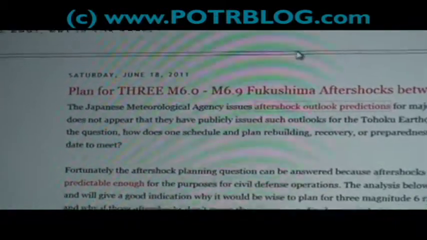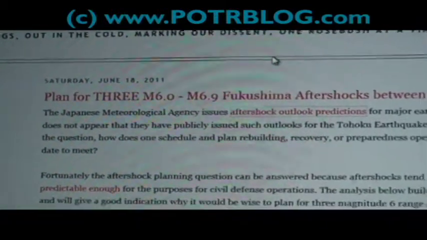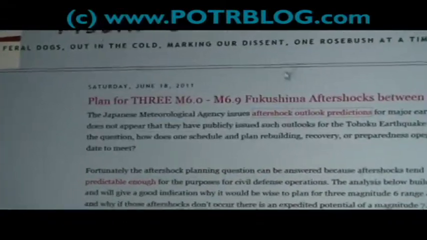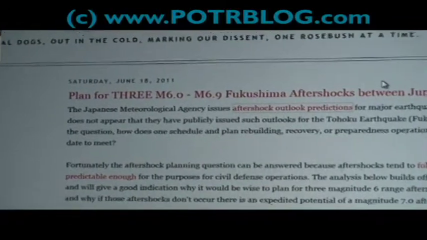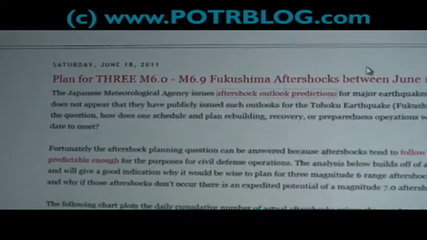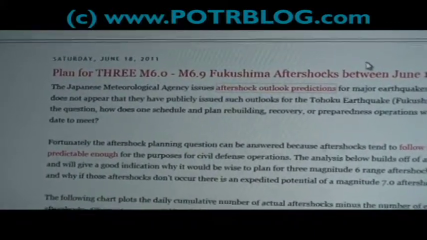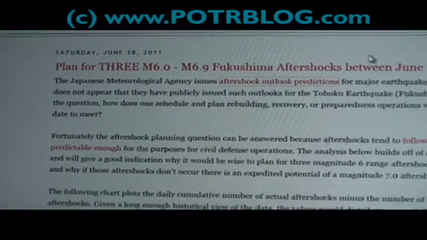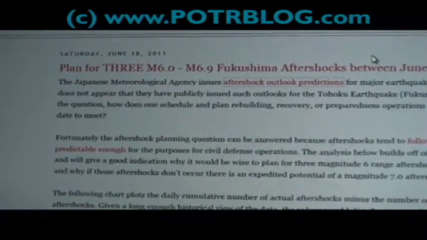Basically it says plan for 3 magnitude 6 to magnitude 6.9 Fukushima aftershocks between June 18th and July 1st. Well, not too long after I posted that, there was a 5.9 quake, and I believe yesterday there was one 6.7 quake. And I wanted to, like I said, just give you some idea of how this is different from earthquake prediction and aftershock analysis is.